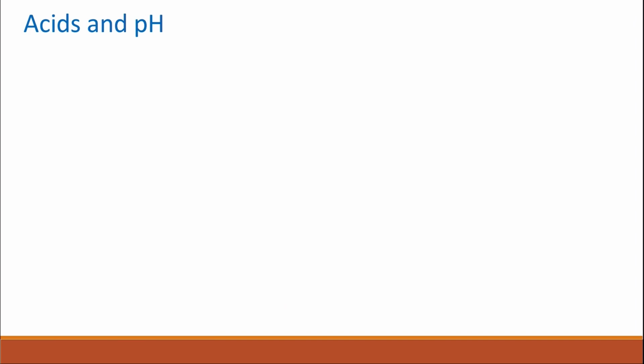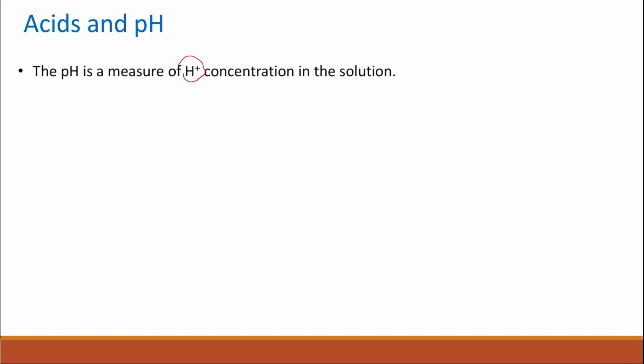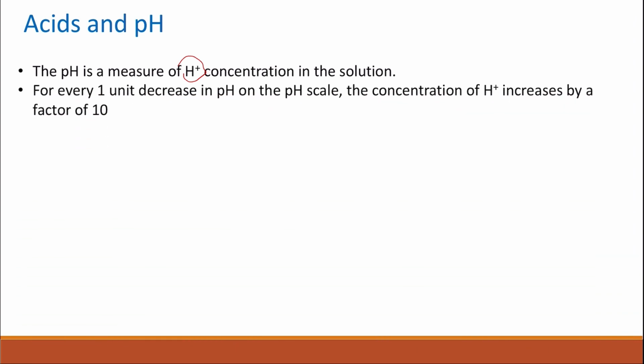So what about acids and the pH? A pH is a measure of the hydrogen ion concentration in a solution. So for every 1 unit decrease in the pH, that means that there is an increase in the concentration of hydrogen ion by a factor of 10.